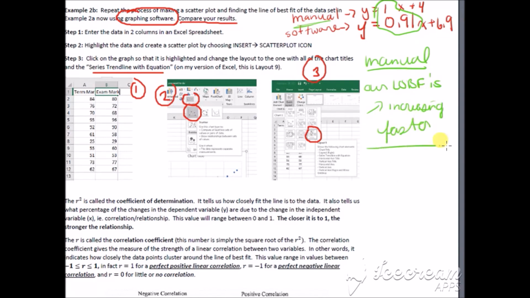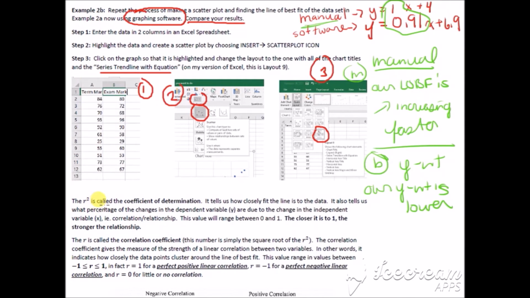Okay, and then you want to comment, so that has to do with the slope, which is m. Now let's comment on b, which is our y-intercept. Again, let's just talk about the manual. Our y-intercept is lower. Okay, so now let's take a look at the bottom here.